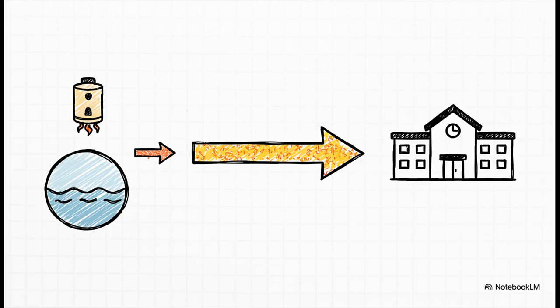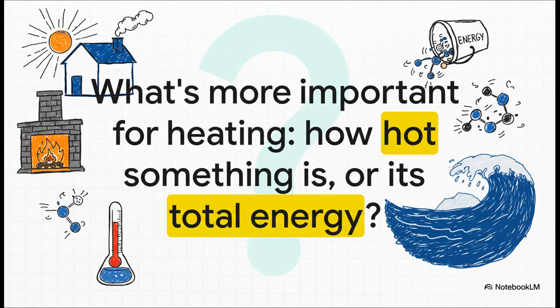See, what it all comes down to is this. To heat the air in the school, you have to transfer energy to the air molecules. The question isn't just about which water source is hotter. The real question is, which system is holding more total thermal energy that it can give away to the school? So this leaves us with one last big question. What really matters for heating something up? The intensity of the heat, its temperature, or the sheer amount of energy it has available, its thermal energy?